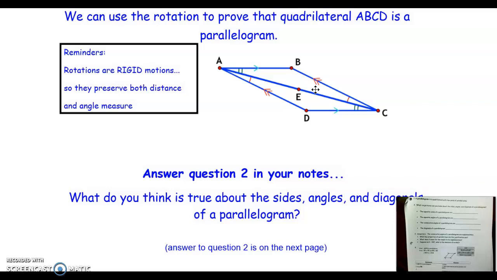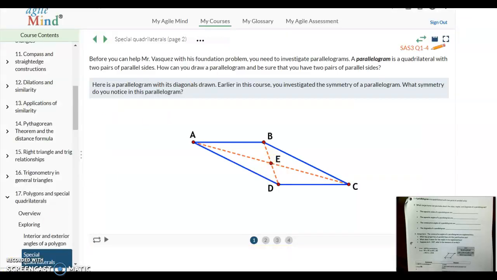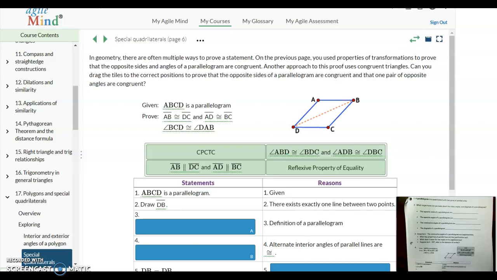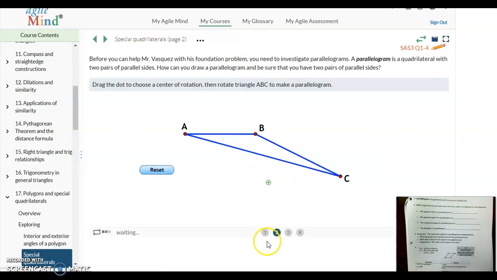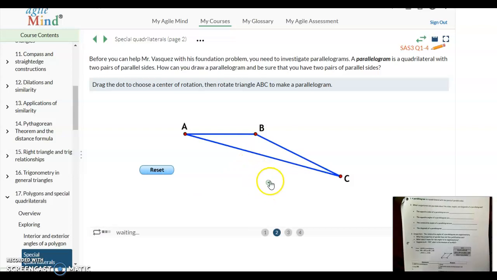So look at question 2 in your notes. It says, what do you think is true about the sides, the angles, and the diagonals of a parallelogram? So we're going to look at this animation to help us see that right here. Okay, so I'm going to drag the dot. First, move the green dot to the center of rotation. Okay, so I'm going to move this first green dot to choose our center of rotation.